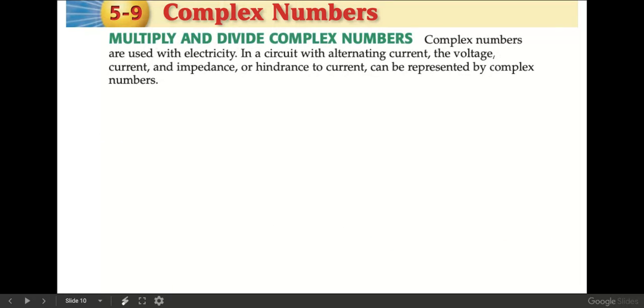So multiplying and dividing complex numbers. Complex numbers are used with electricity. In a circuit with an alternating current, the voltage, current, and impedance, or hindrance to a current, can be represented by complex numbers. You can use the FOIL method to multiply complex numbers.